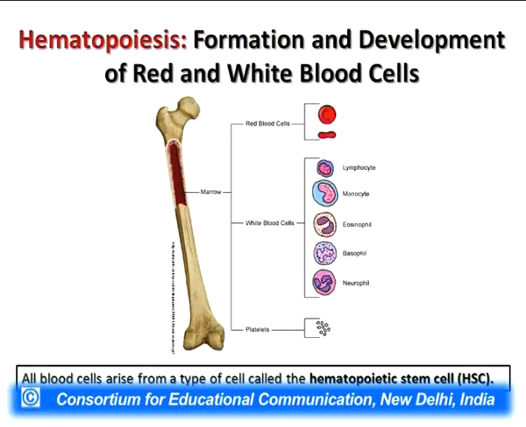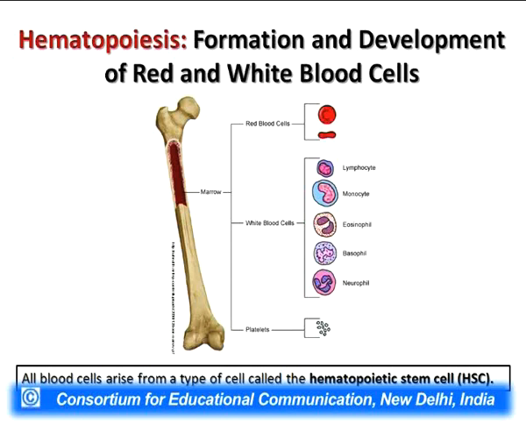Now the first process, where most of these red blood cells are generated, is called hematopoiesis. As the name suggests, hemato means the blood or the heme, and poiesis is the generation. So hematopoiesis is the mechanism by which there is a formation and development of red and white blood cells.